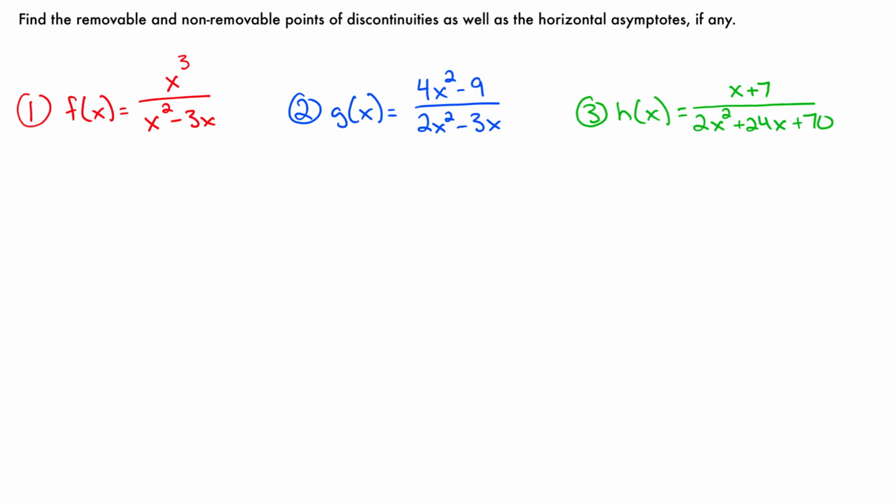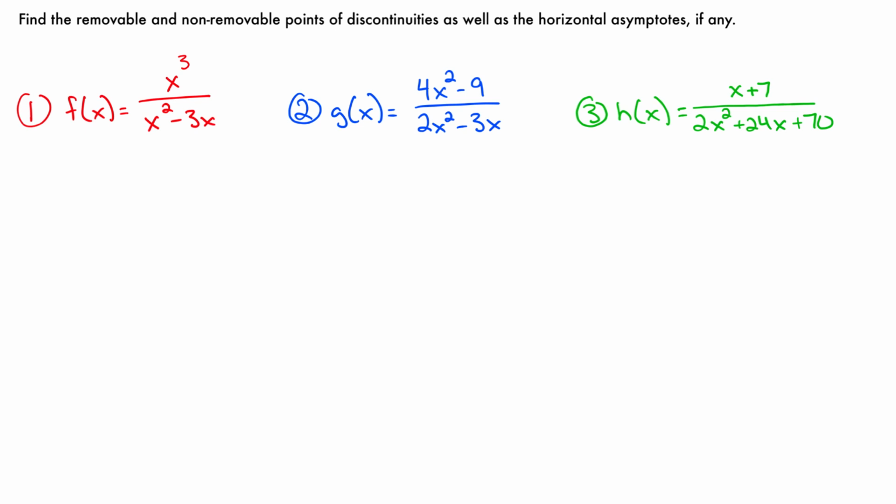Here's what I'm going to ask you to do in this lesson. I am going to give you rational equations. I'm not going to ask you to graph them yet. I'm just going to ask you to find some of their key characteristics. Two of them you've already done before. I still want you to find the removable and non-removable discontinuities because it's important to practice that. But additionally, I want you to tell me if there's a horizontal asymptote, and if there is one, I want you to tell me where it exists.